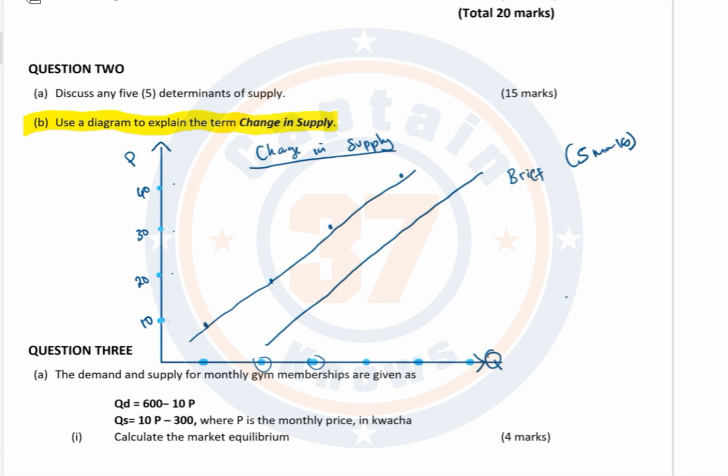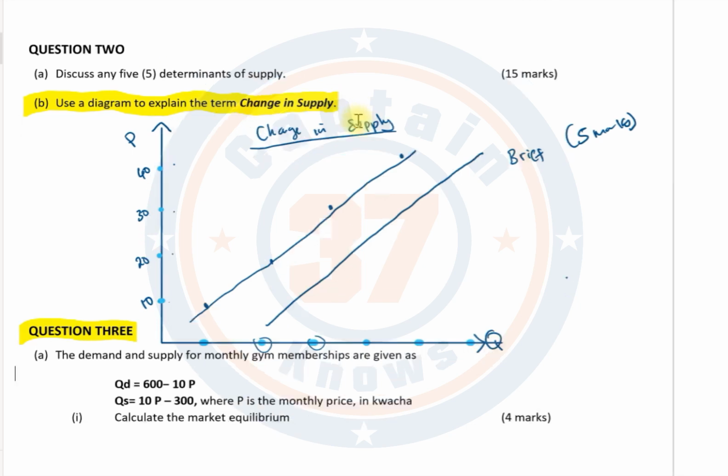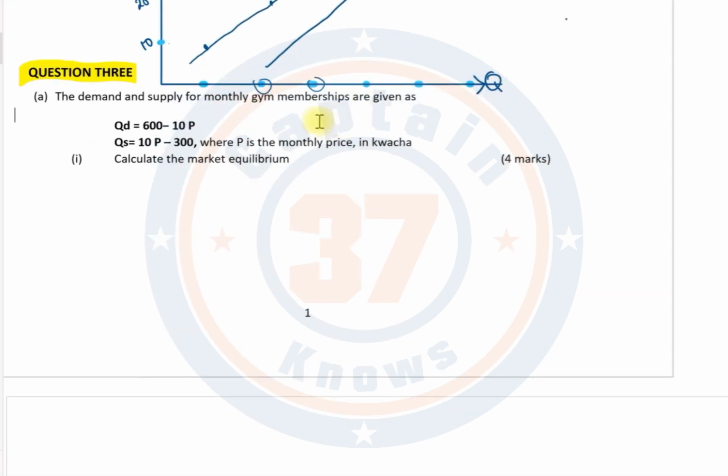Let's now turn to question number 3. And question number three says, I'm going to read it like you can see, the demand and supply for monthly gym memberships are given as, and we're given the information there.